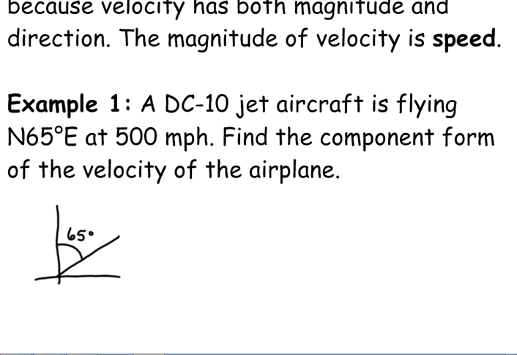at 500 miles per hour. 500 miles per hour is its speed. We want to find the component form of the velocity of the airplane. So the x component is equal to the magnitude. The magnitude is the speed times the cosine of the angle. Is the angle 65 degrees? No. Typically when I ask that question, no is the answer. What is the angle? 25 degrees. Your angle must always be measured from the positive x-axis. So it is 25 degrees.